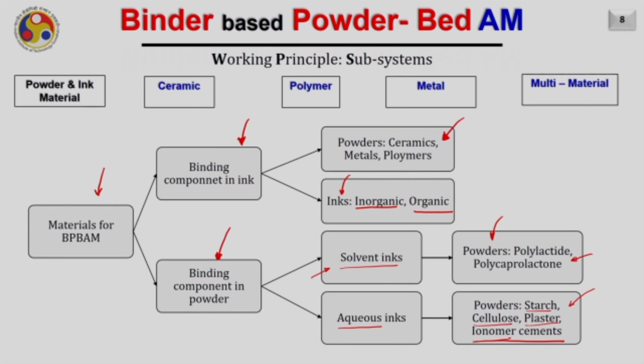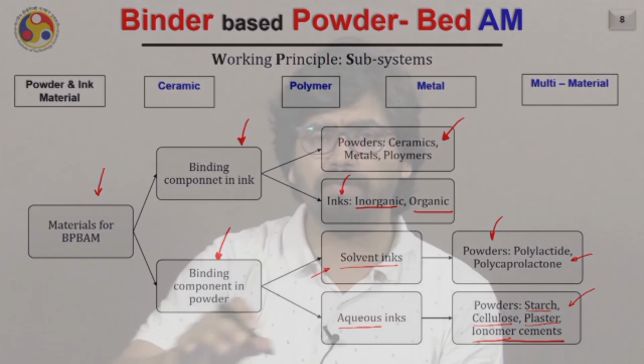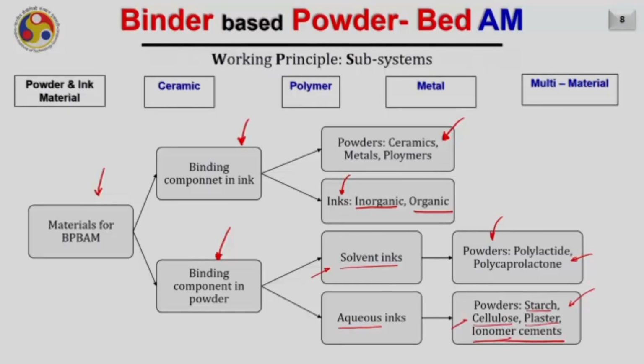Starch we are very much familiar with, which can be wheat flour. If you spread that flour onto the powder bed and provide the ink drops coming from the top, this ink is nothing but water, which does not have any binding agent as such. But when it falls onto the starch, the curing starts and these particles get bound together. We know that. In a similar fashion, the powder particles could be ionomer cements, plaster of Paris or cellulose as well. They all give such possibilities of utilizing the aqueous ink.